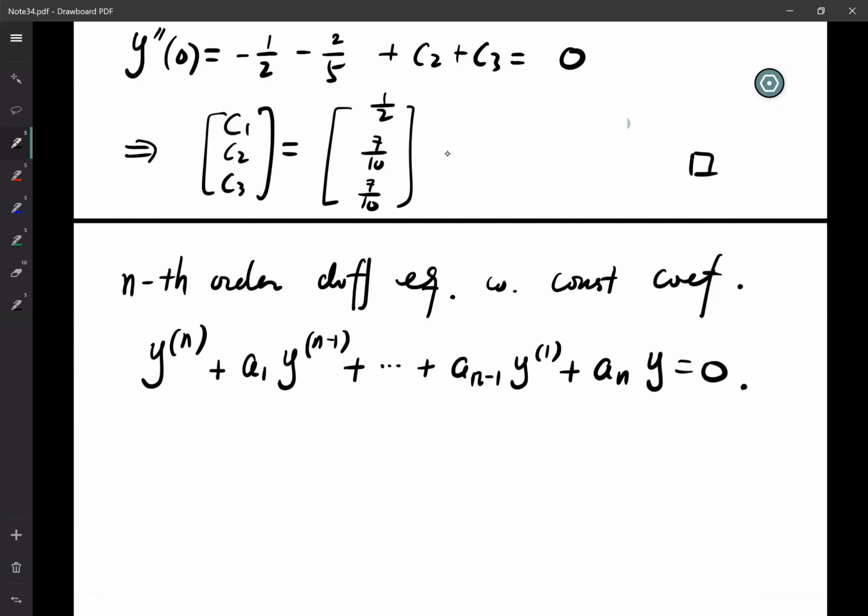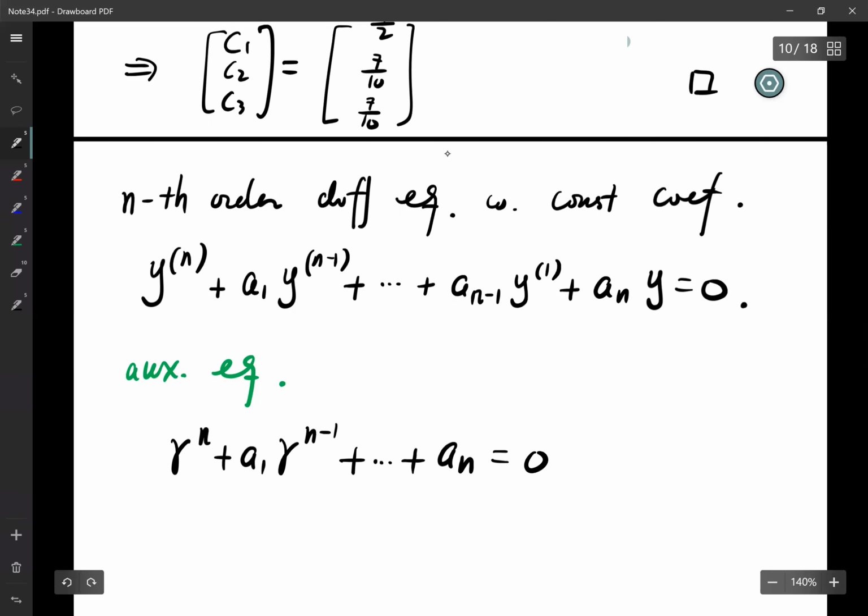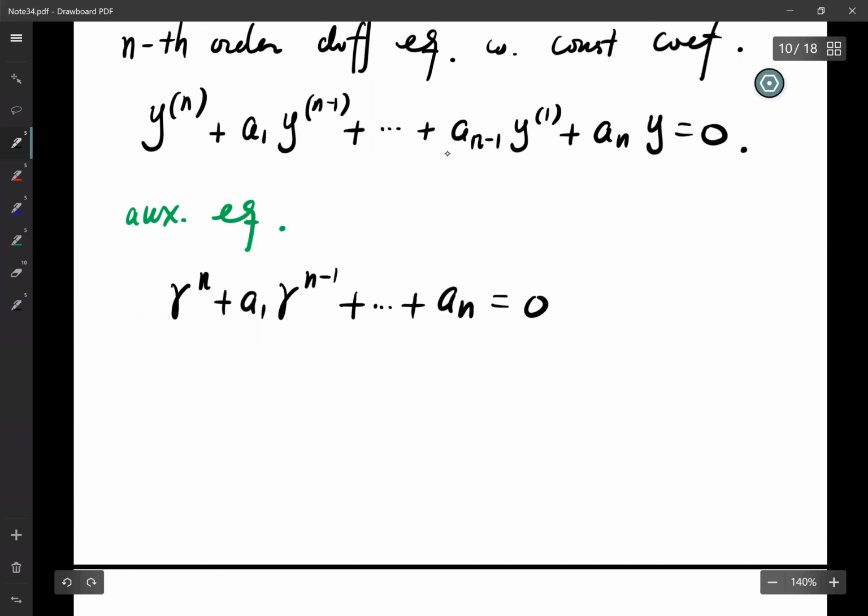So how do I solve this? I first do the auxiliary equation. So the left-hand side would be a polynomial in d/dt, and again d/dt and the identity commute. So this is r^n plus a1 r^(n-1) all the way to a n equal to 0. So this is the nth order algebraic equation. We want to find the roots of that.